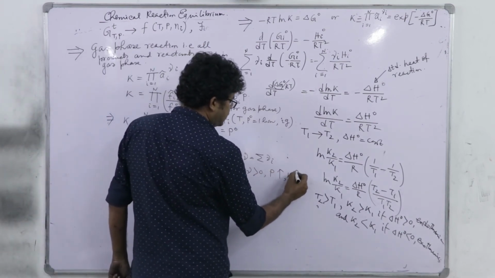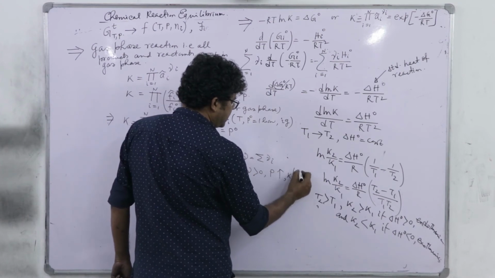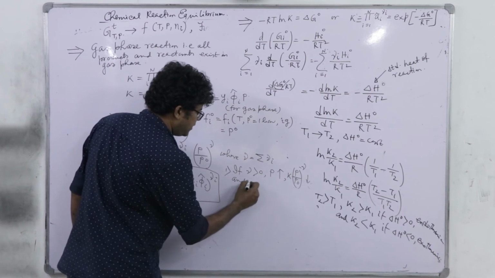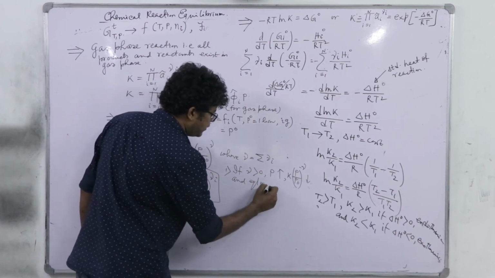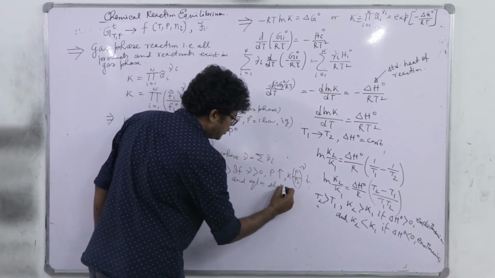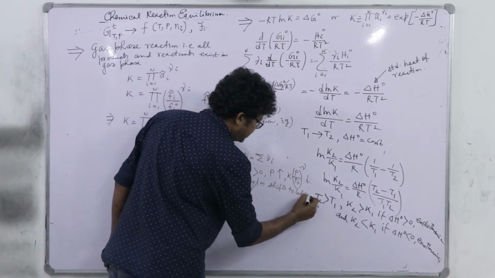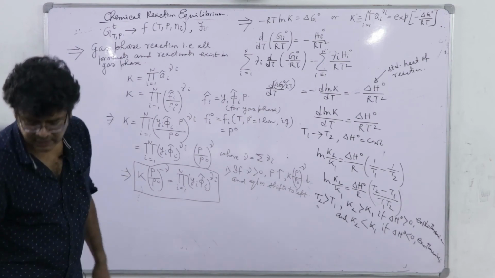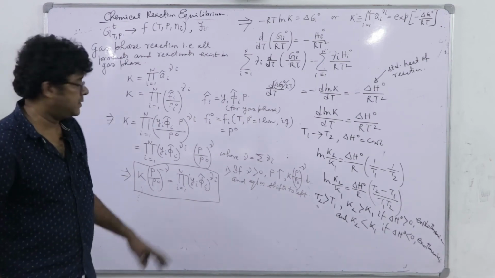So, K into P by P naught to the power minus nu decreases, and equilibrium shifts to the left. Product yield is compromised. Why? Because Yi into phi I cap to the power nu I actually decreases. So, that can be justified.